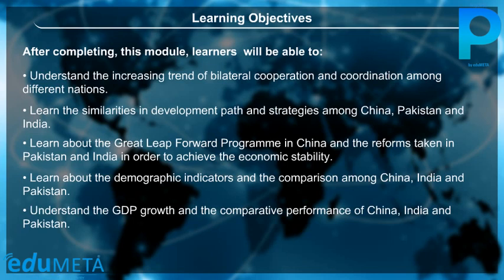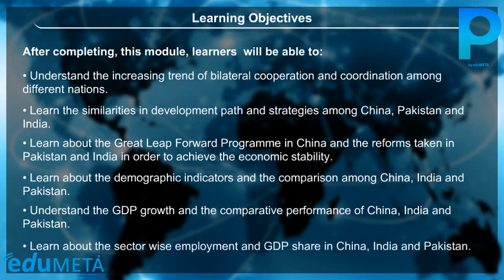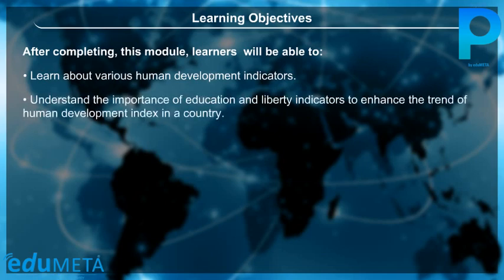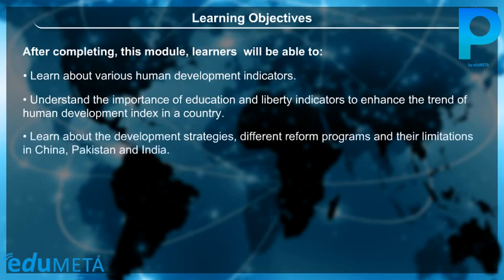Understand the GDP growth and the comparative performance of China, India, and Pakistan. Learn about the sector-wise employment and GDP share in China, India, and Pakistan. Learn about various human development indicators. Understand the importance of education and liberty indicators to enhance the trend of Human Development Index in a country. Learn about the development strategies, including different reform programs and their limitations in China, Pakistan, and India.